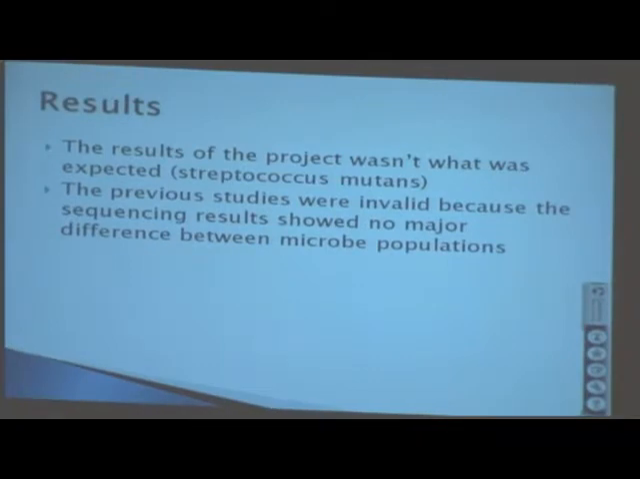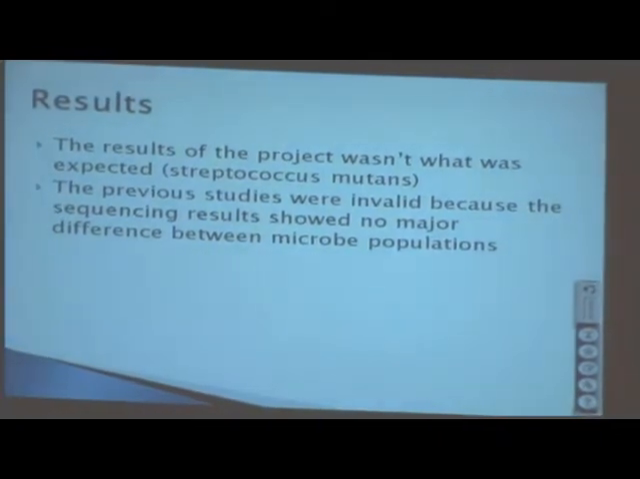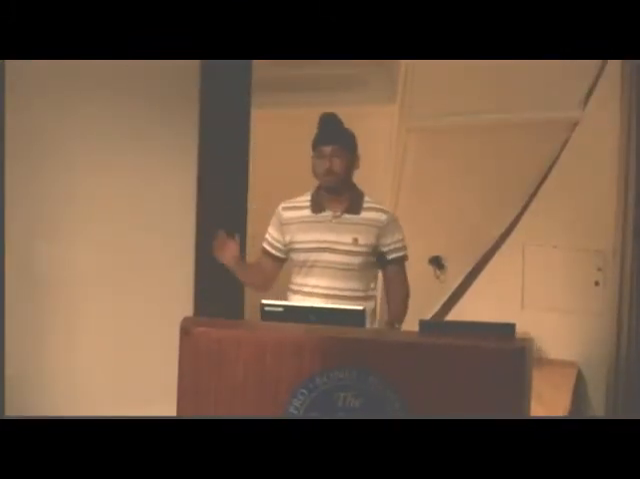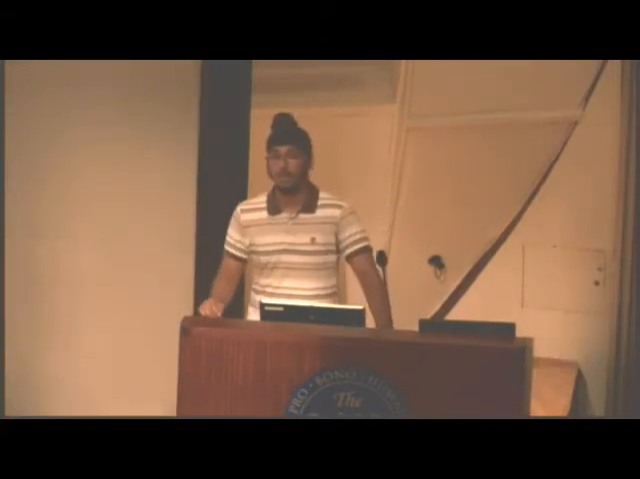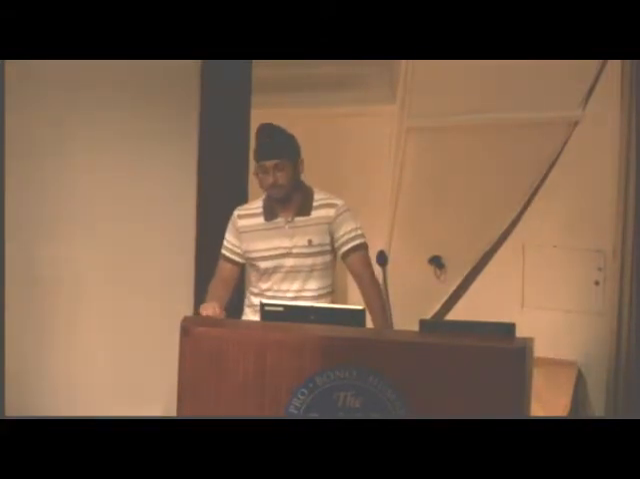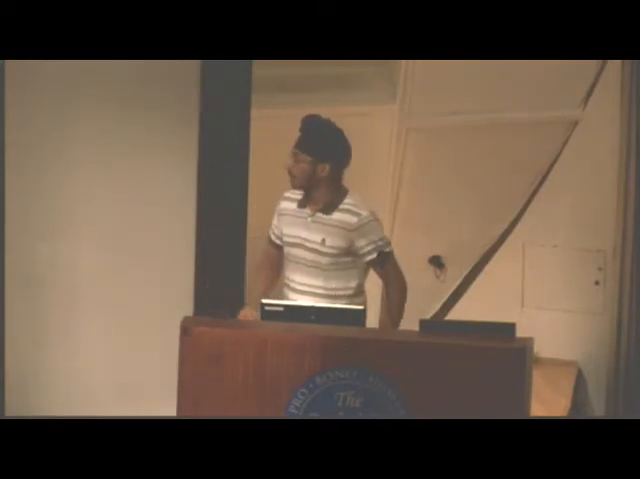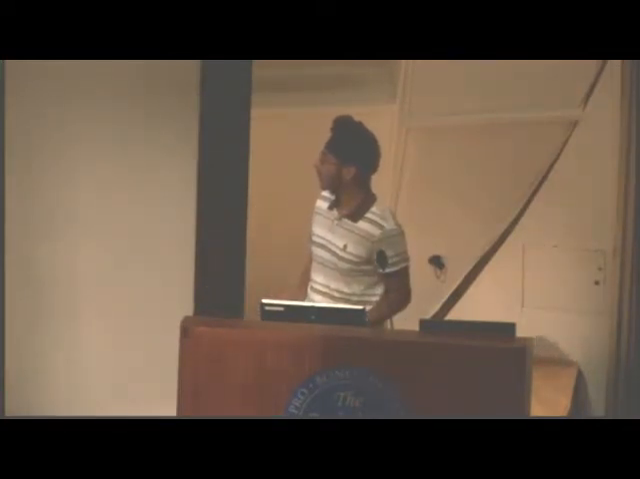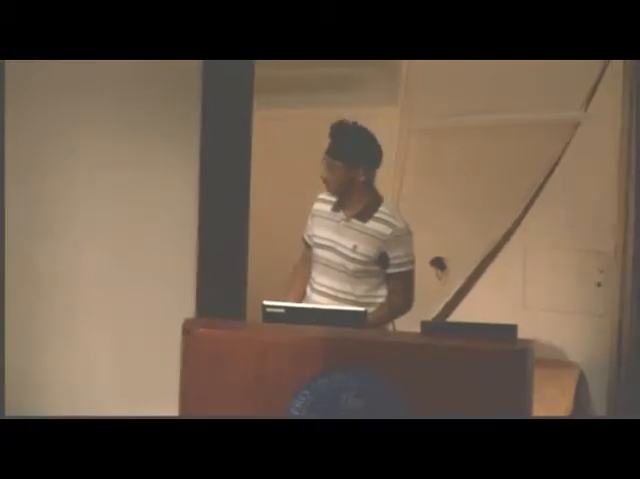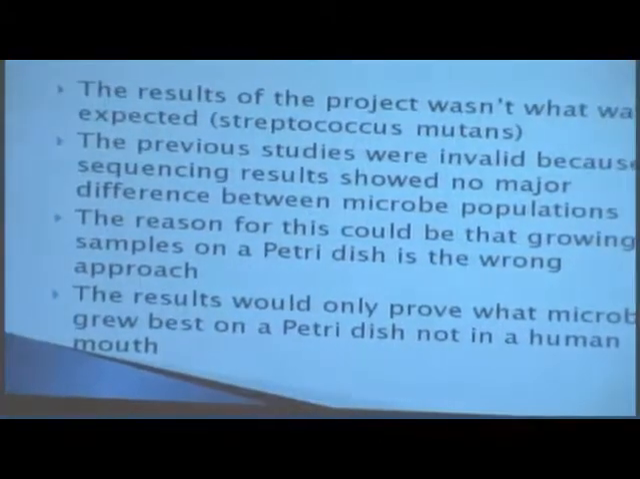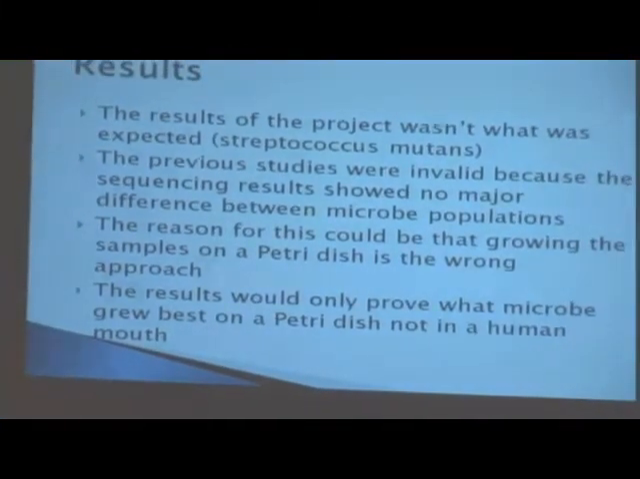We used sequencing, we took scrapes, and we actually saw what was there. We didn't put it on a petri dish, we didn't see what grows, we didn't go through all that process. Because the error with the previous result was that when you put stuff on petri dishes, you see what grows best on petri dishes, not what grows best in the human mouth. Those results would only prove which microbes were best for petri dishes.